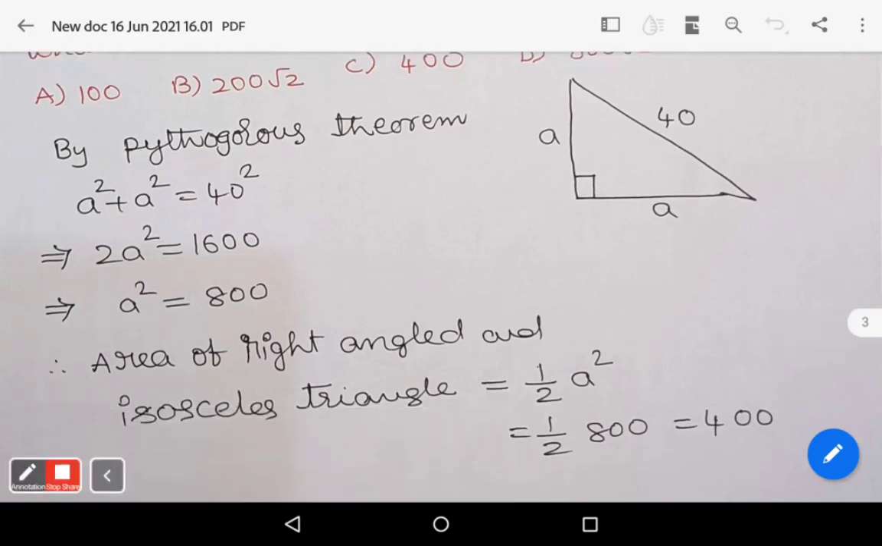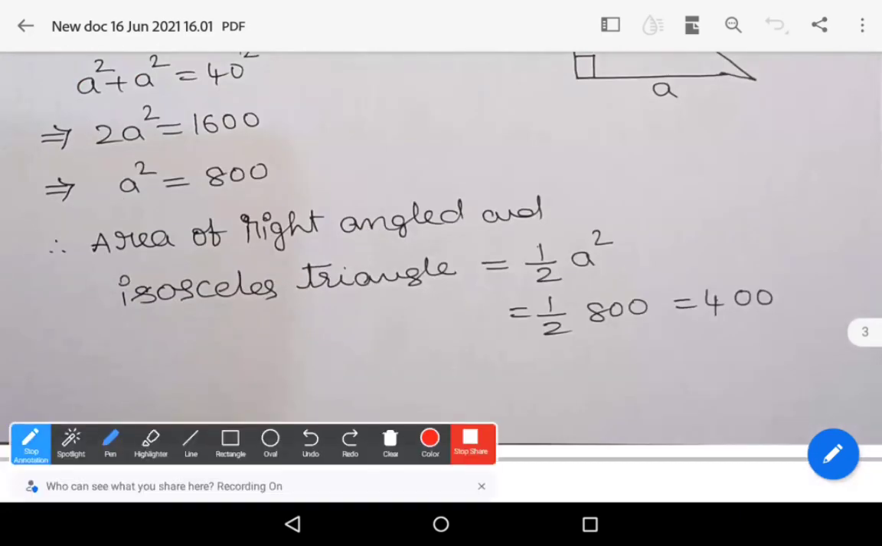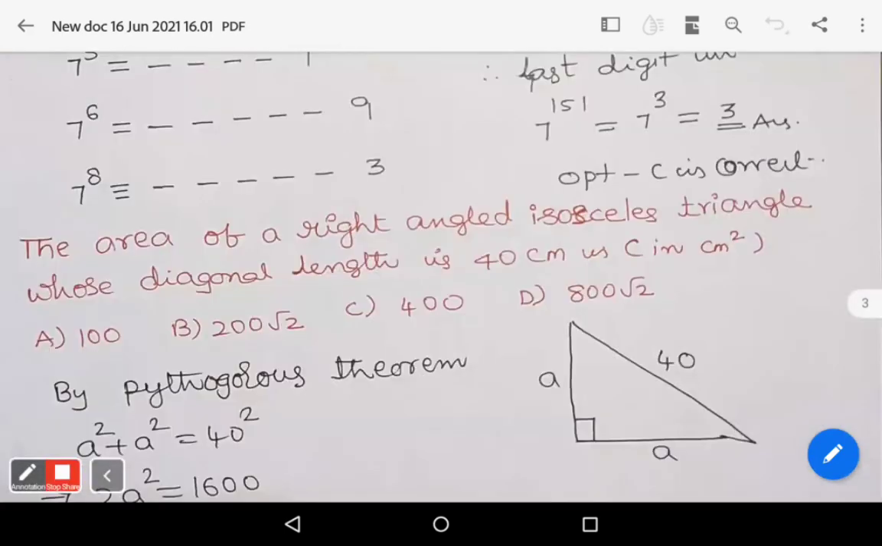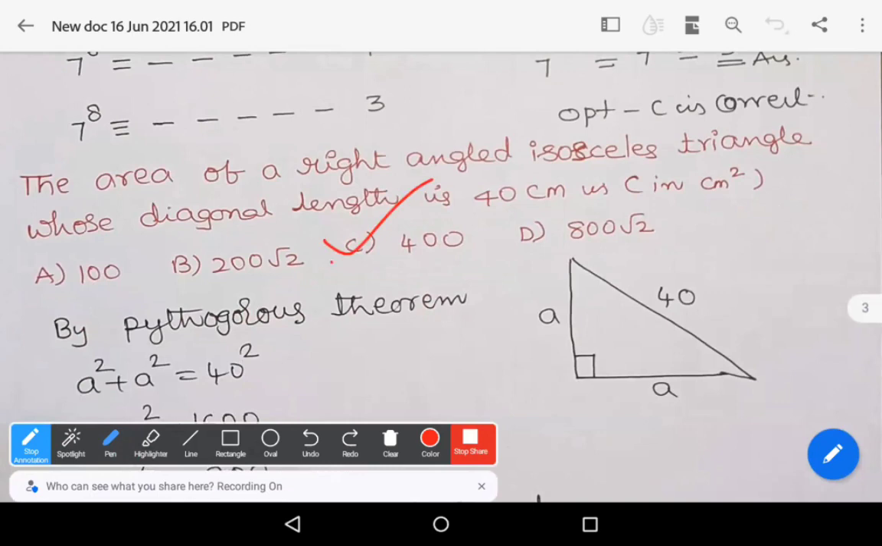The area of a right angled isosceles triangle is half into A square. What is half into A square? Half into 800, you get 400 square centimeters. So option C is the correct option, and the remaining options are wrong.